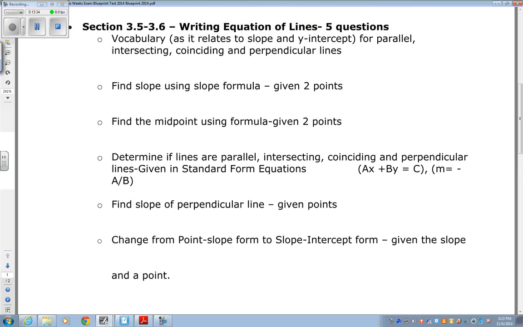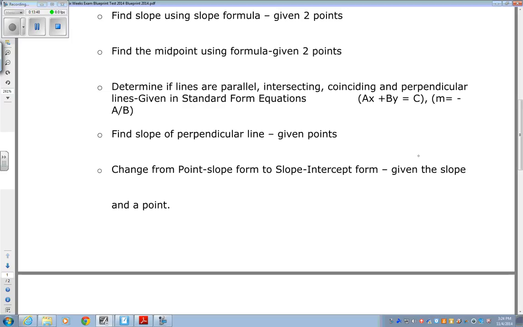Determining parallel lines, slope formula, I don't think we have issues with that. Midpoint formula. Using the midpoint formula, do you need to go over that? Okay, determine, oh, we already did that one. Changing from point slope form to slope intercept form. Do we have questions on that one? Anything else with writing equations of lines that you want an example or want help with?